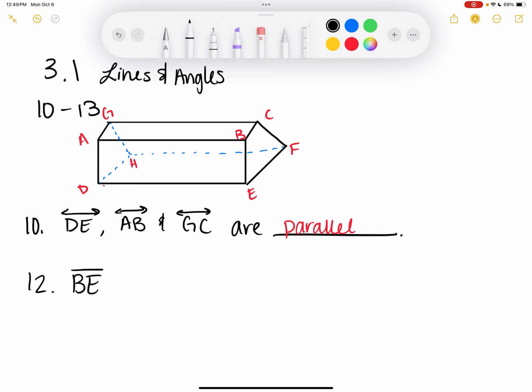BE and GC are blank. So BE is this line coming down here, and then GC is over here. Yep. This is a skew.